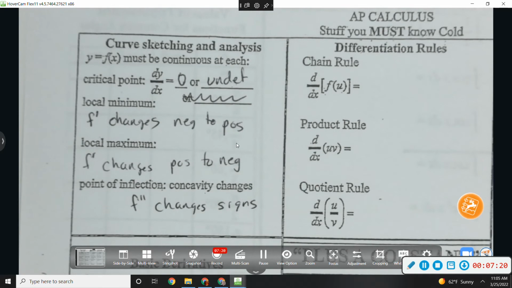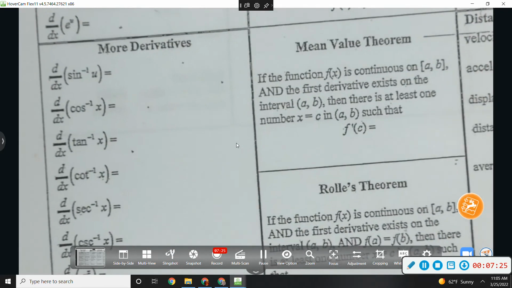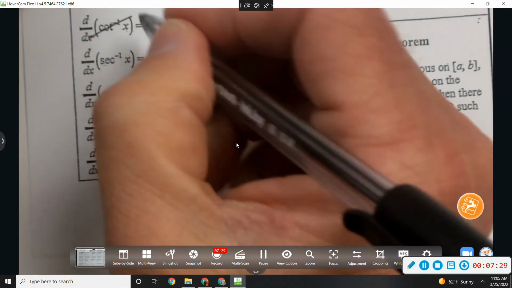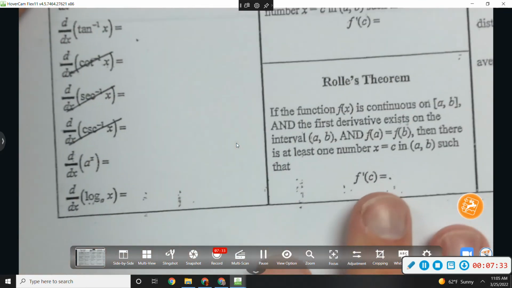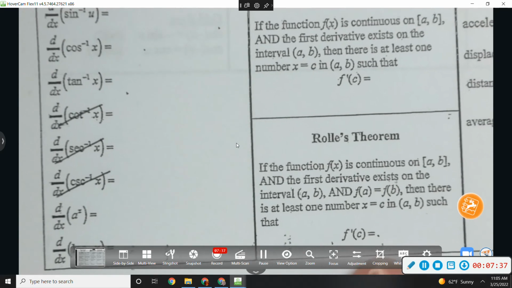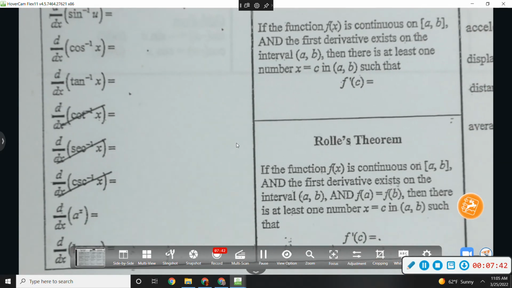And then basic derivatives. Should know those. More derivatives. We're going to cross out some of those just because we're assuming they're not going to ask: inverse cotangent, secant, and cosecant. We did sine, cosine, and tangent, but we did not do the 3 other ones.